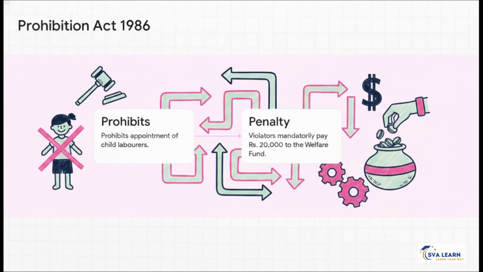Right after that, you've got to cite the Child Labor Prohibition and Control Act of 1986. And here is a tiny, specific detail that examiners absolutely love. It separates the top-tier students from the rest. Tell the examiner that industrialists who violate this law don't just get a little slap on the wrist. They are mandatorily forced to contribute exactly 20,000 rupees per child laborer to the Rehabilitation Welfare Fund. Dropping that 20,000 rupee fact shows you really know your stuff inside and out.